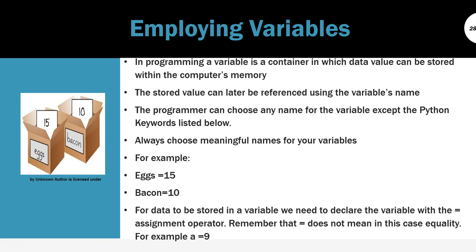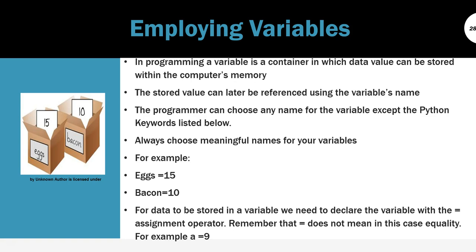In programming, a variable is a container in which a data value can be stored within the computer's memory. The stored value can later be referenced using the variable's name. For example, you can see that we have in this picture two boxes, one with the name eggs and another box with the name bacon. In the first box, eggs, there is a value of 15. The number 15 is stored inside the box. The same thing happens with bacon. The box with the label bacon has a value of 10, and the number 10 is stored inside the box. This is pretty much what's happening in our computer.